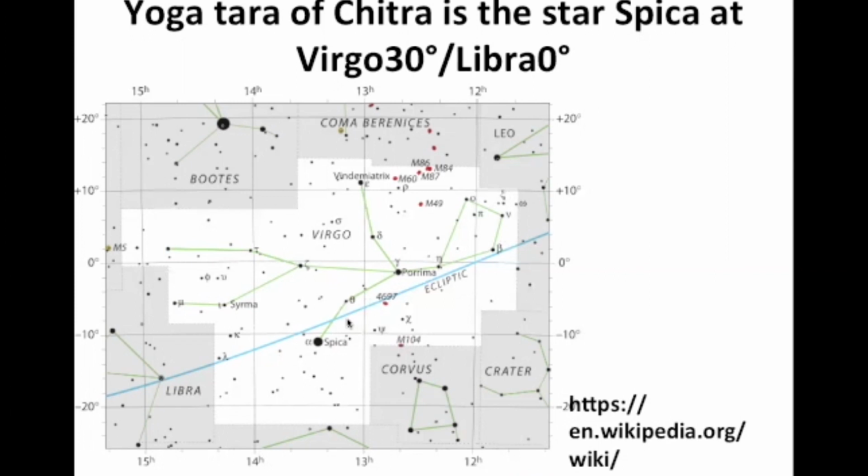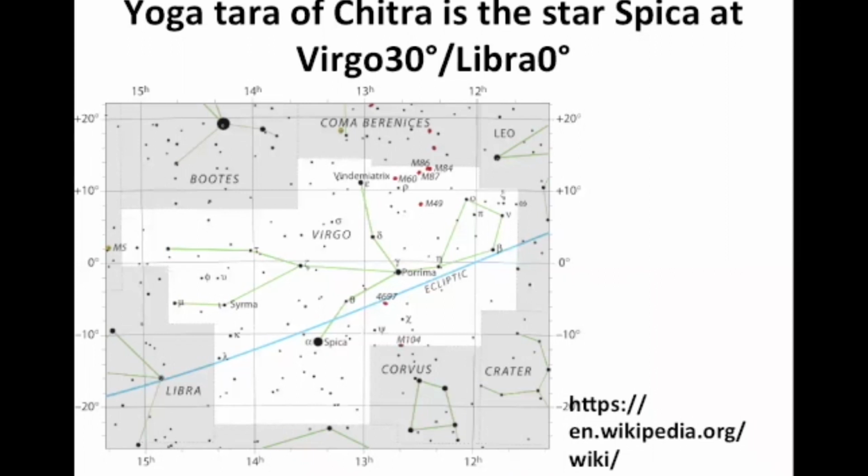That's why some people use Chitra Paksha Ayanamsha. Now, what is Chitra Paksha Ayanamsha? Exactly opposite of Chitra is Aries 0 degree, the first point of Aries. Right now, we don't have any bright star there. Even if you take the Ashwini star, you have Hamal, which is at Aries 8 degrees.